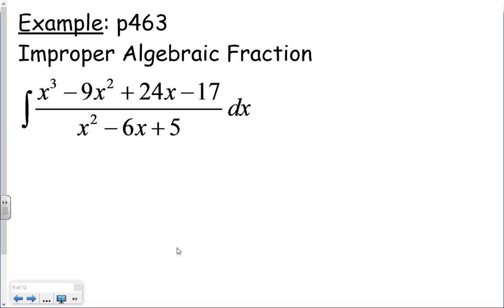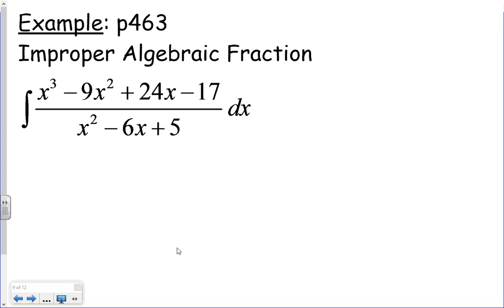You can see that it's improper because the degree of the numerator, that's cubic, so it's a degree 3, versus the degree of the denominator is second degree, it's quadratic. So it's improper because of the fact that the degree of the numerator is greater than or equal to, it's greater than in this case, the degree of the denominator.